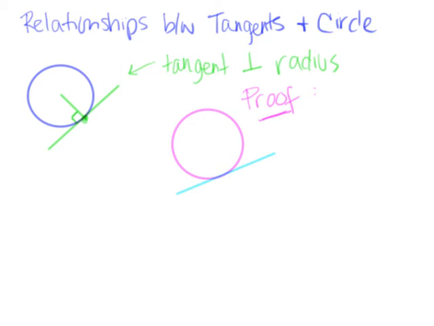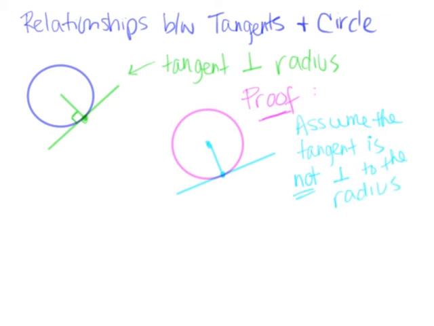And since there's a tangent line there, then there is going to be a radius that's going to touch at that point of tangency. But this time what we're going to do is assume the tangent is not perpendicular to the radius. That is the assumption, that it is not perpendicular. If in fact it is not perpendicular, then I can come up with some other things.